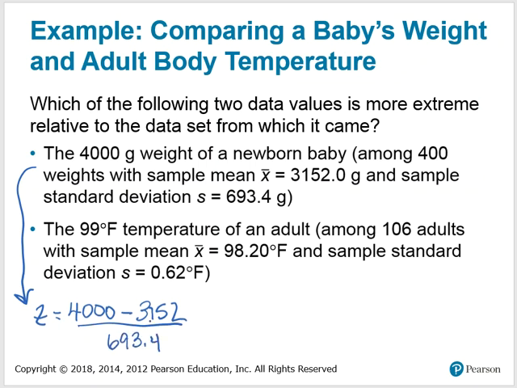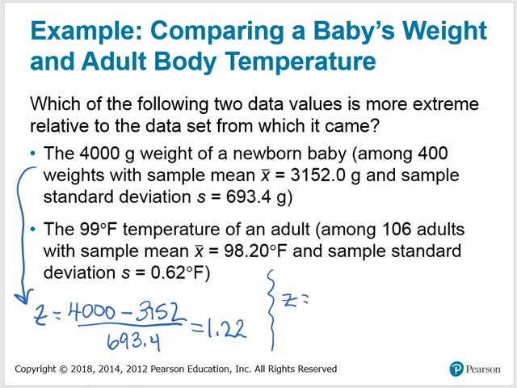So on our calculator, 4,000 minus 3152, and then divide that answer by 693.4. I get 1.22295. So to 2 decimal places, 1.22. So it's a little over 1 standard deviation above the mean, which makes sense that it's above because 4,000 is more than 3152. Now we're going to do it for the other side.